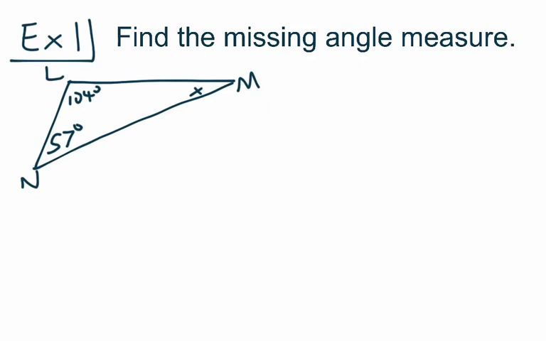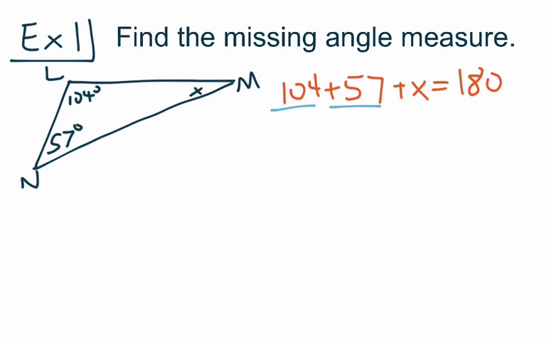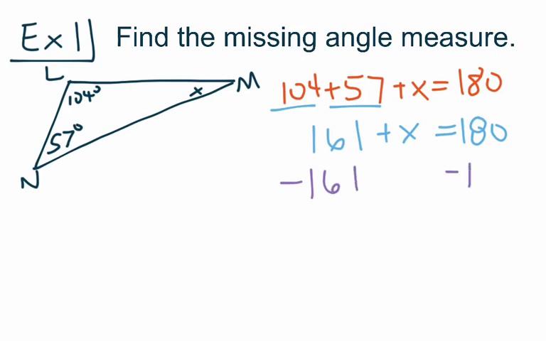So based on that, we can write an equation where we have 104 plus 57 plus X equals 180. So from here, we're going to go ahead and combine our like terms, which are 104 and 57. And when we add those together, we get 161 plus X equals 180. Our next step then is to subtract the 161 from both sides, giving us a value of X is equal to 19.